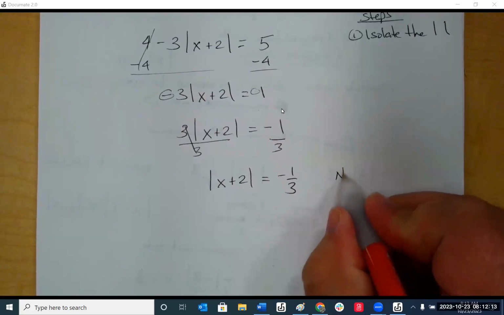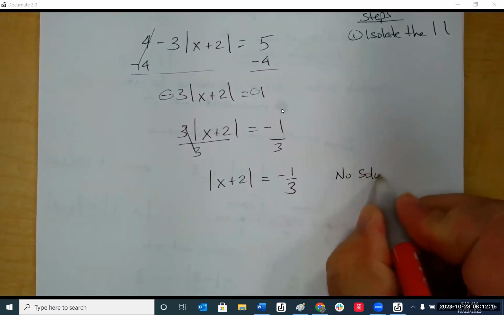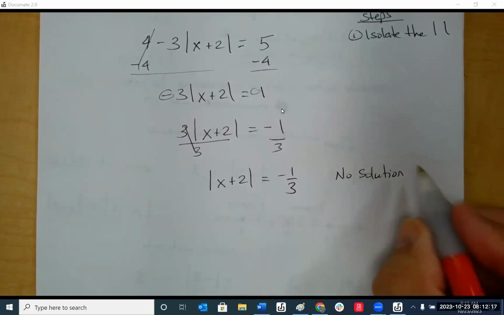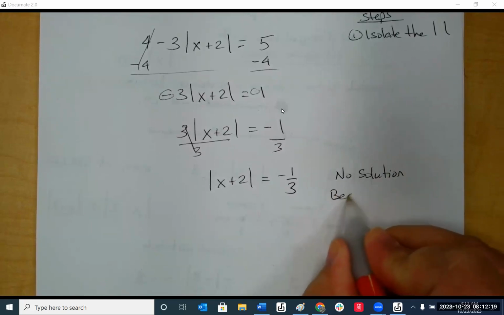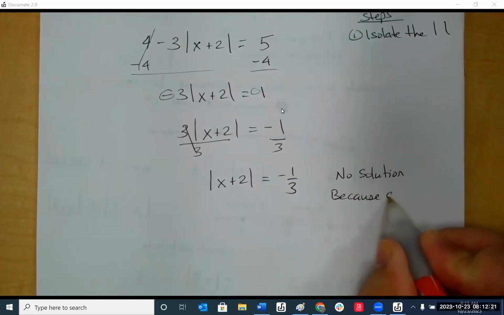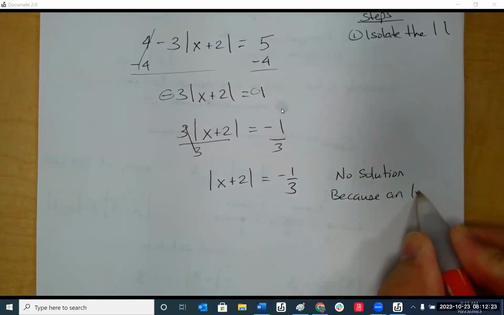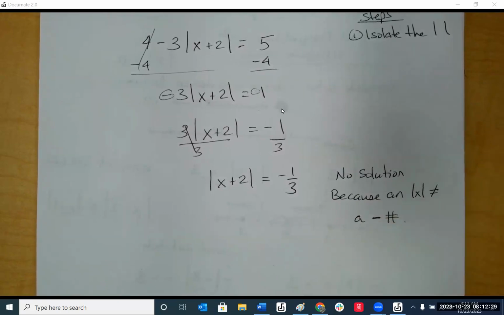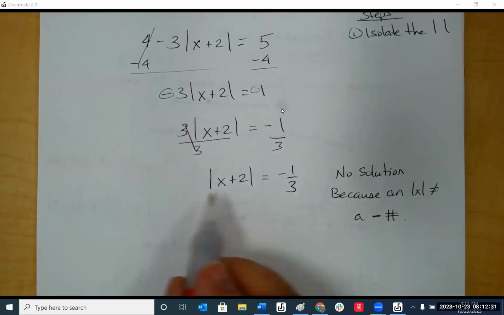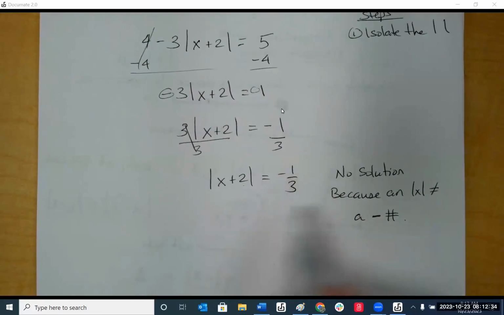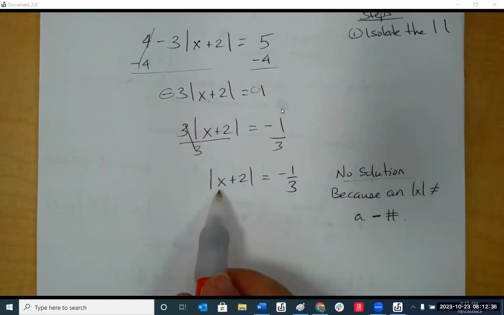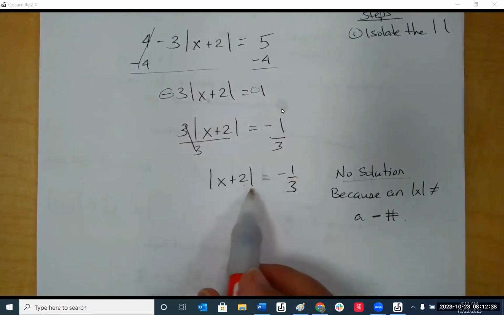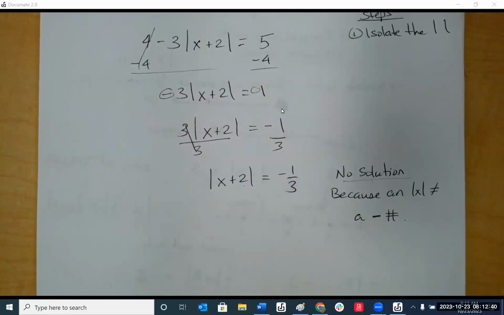This one has no solution. Because an absolute value of x cannot equal a negative number. So if you have an absolute value at the very end equals a negative number, there's no solution, because no matter what you put in there, when you take the absolute value of it, it'll never equal negative.